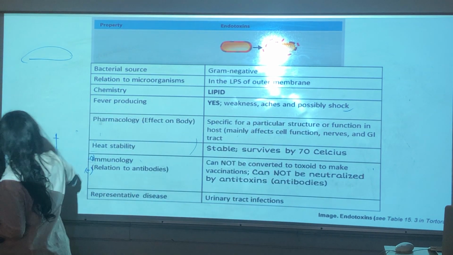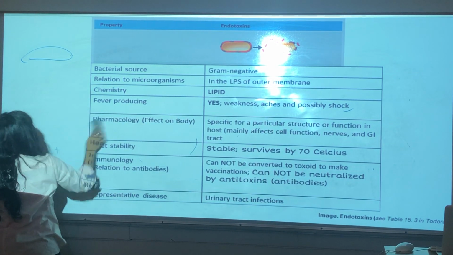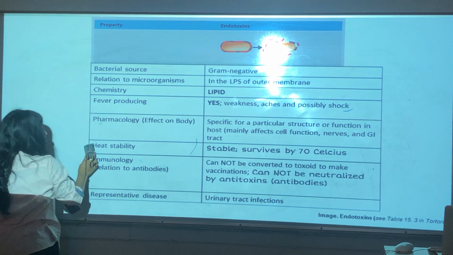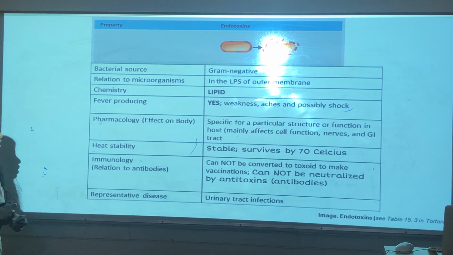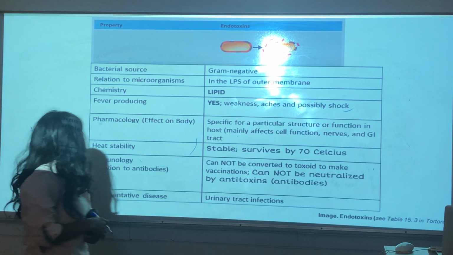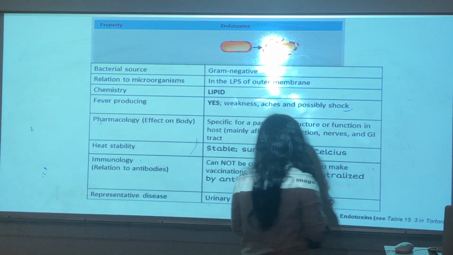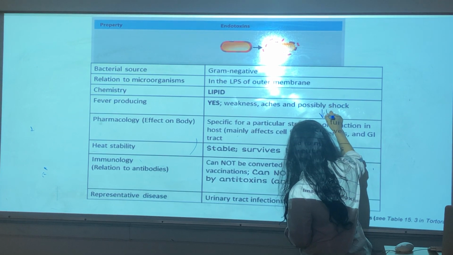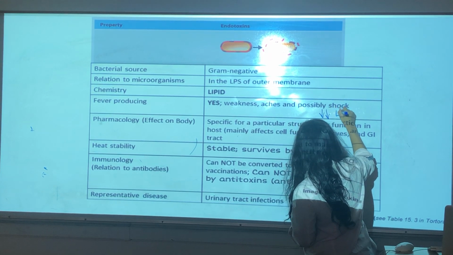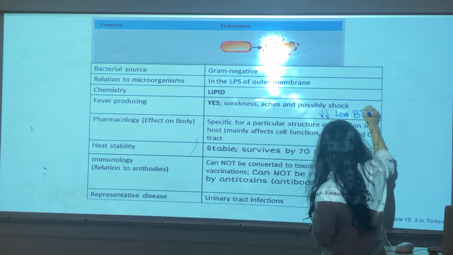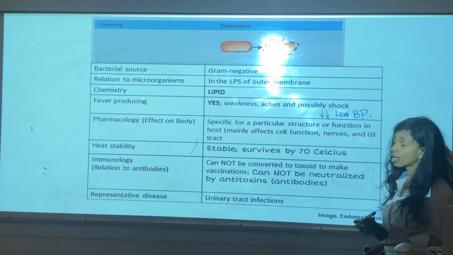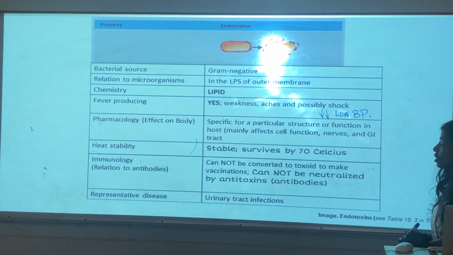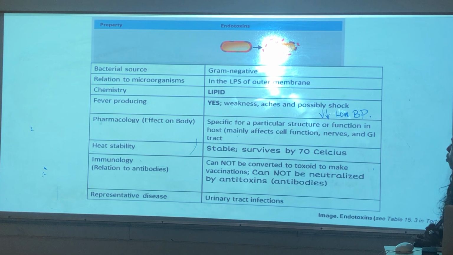So the endotoxins, just to look at some other characteristics, they are likely to cause fever, weakness, aches, and possible shock. Shock means that the blood pressure, remember, is going down, and it cannot be controlled at that point. So the endotoxins can cause the blood pressure to go down. Let's see, what else do we have?